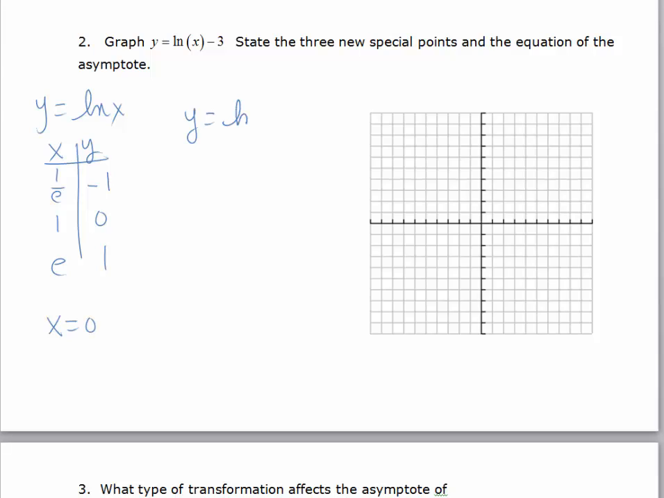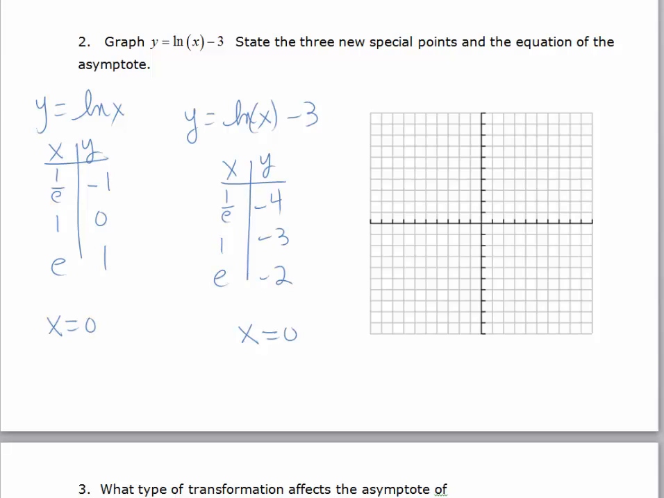Y equals the natural log of x minus 3. I'm going to shift this graph down, so that affects my y values. I'm going to subtract 3 from every y value. So negative 1 minus 3 is negative 4, 0 minus 3 is negative 3, and 1 minus 3 is negative 2. And shifting down does not affect a vertical asymptote. Shifting left or right would.